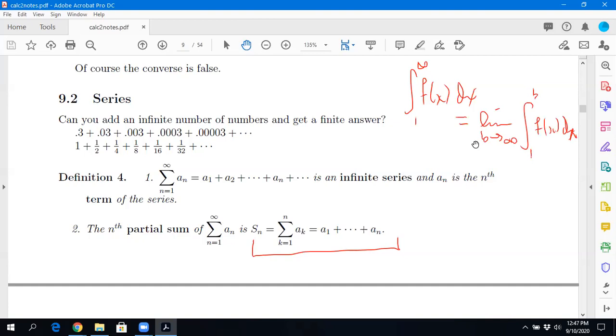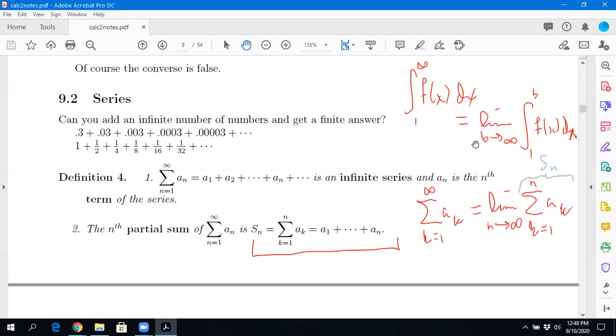We say, you want me to deal with the sum, k going from 1 to infinity, of a sub k. Instead, I'm going to take the limit as n goes to infinity of the sum going from k equals 1 to n of a sub k. And this is what we refer to as the nth partial sum. We call it S sub n because it reminds you it's a sum, and it's a partial sum that includes the first n terms. Remember, we talk about terms or summands.